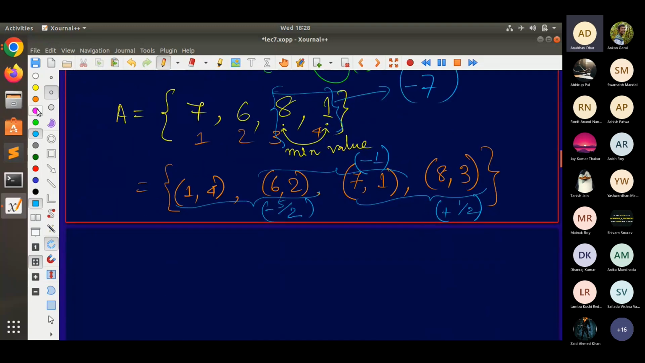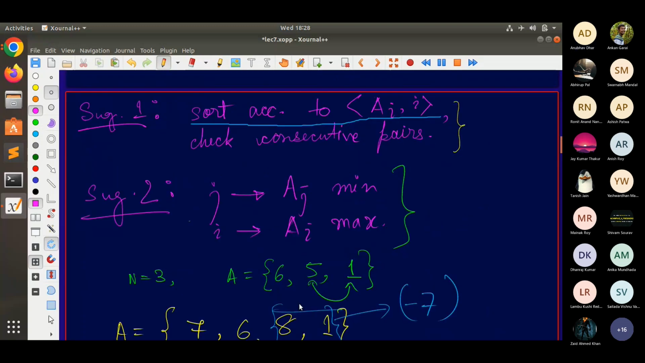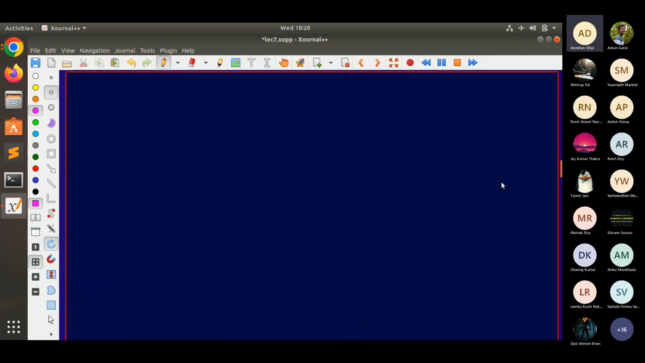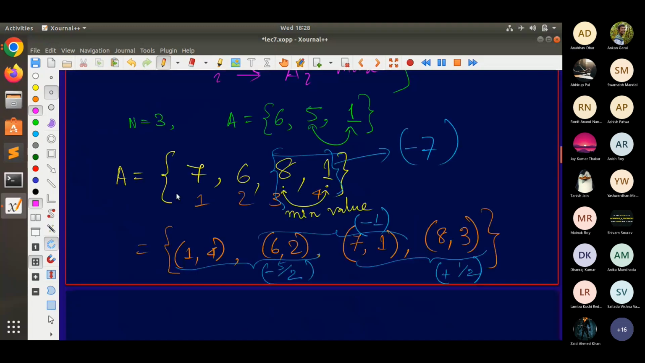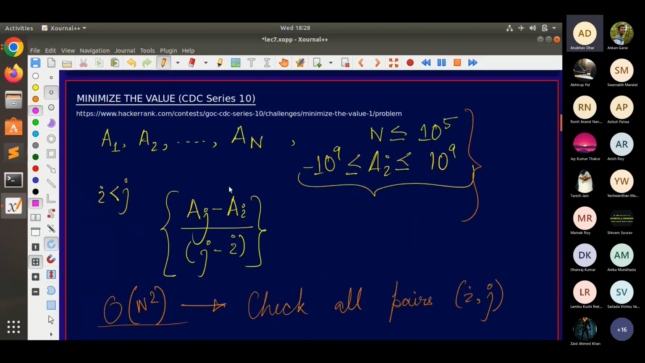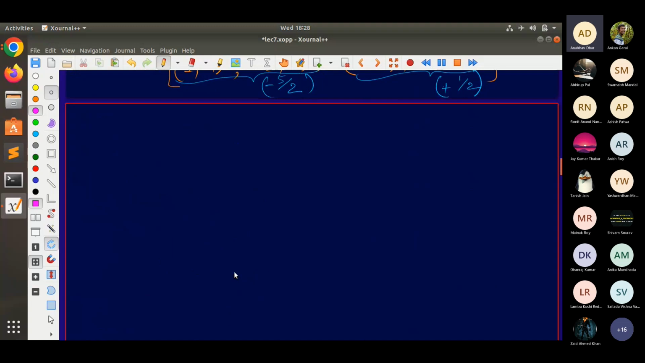Okay, so I guess we'll be moving on. So okay, I'll be revealing the actual solution. So this suggestion 1 is very close to the actual solution. So the thing is, you don't sort it and just check consecutive pairs. That's it. Okay, I think someone was saying something regarding this value can be viewed as a slope of a line. So can you please elaborate it once again?